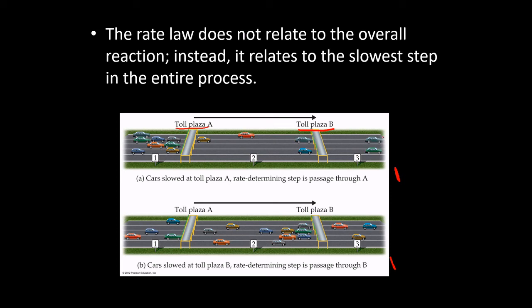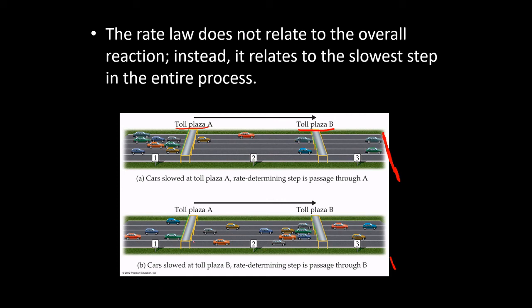When you're measuring the number of cars that come through over here, you actually don't know how quickly cars could get through Toll Plaza B. All you know is that they go through at least as fast as they get through A. So what we're really measuring, again, is the slowest step. The slowest step determines the overall rate.